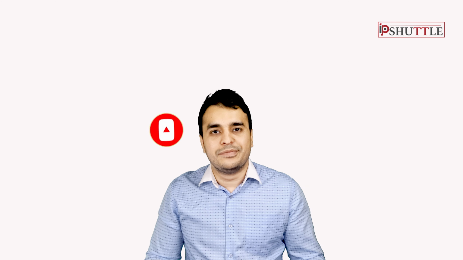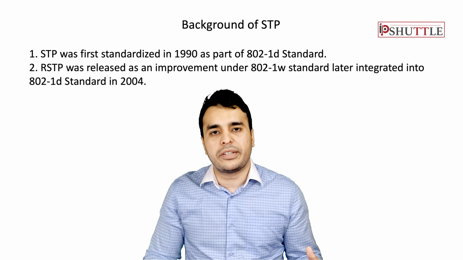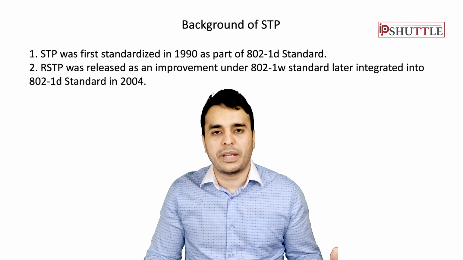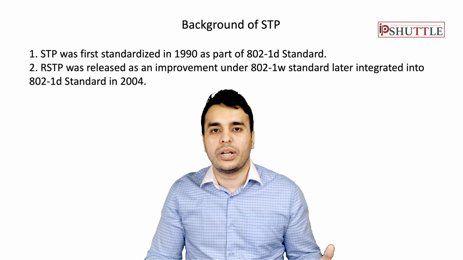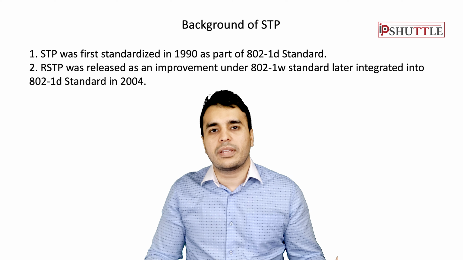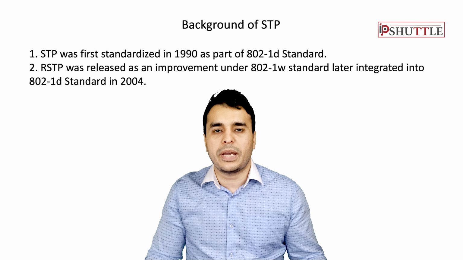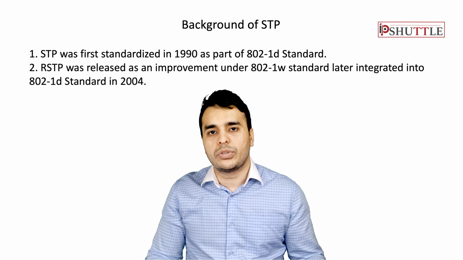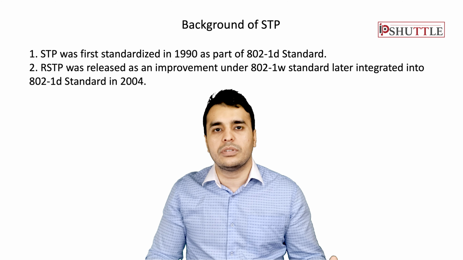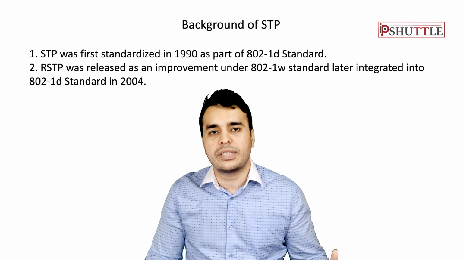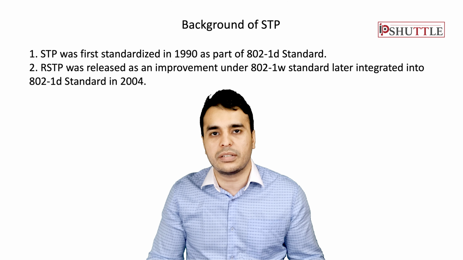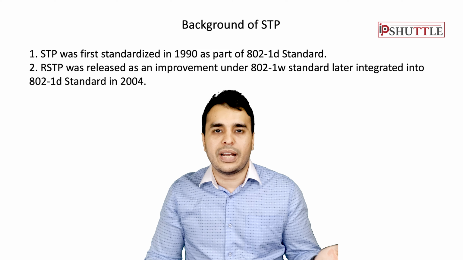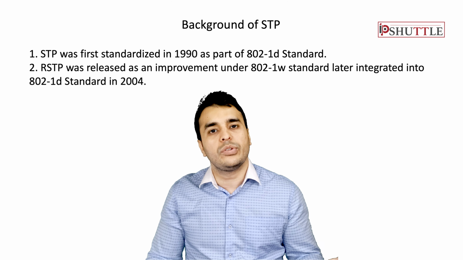Let's get started. Just a quick background of Spanning Tree Protocol and Rapid Spanning Tree Protocol. This was standardized in 1990 under the standard IEEE 802.1D. After that, IEEE released Rapid Spanning Tree Protocol under the 802.1w standard, which was finally added into the same standard, 802.1D, in 2004. Now they both are part of the same standard. What is the difference between both? That is what we will be trying to understand, and why you need it.